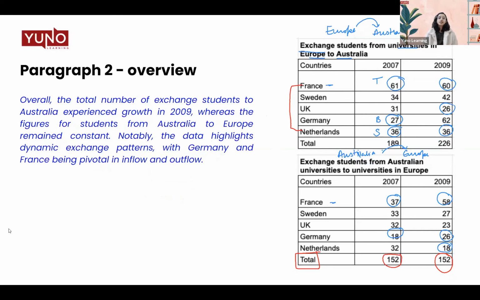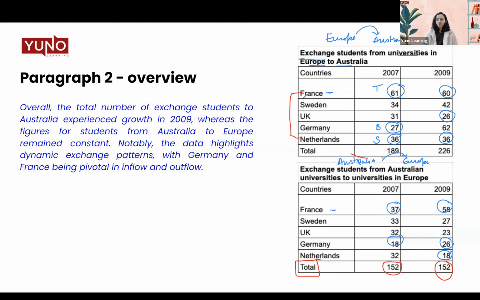Now, this is important. For the overall paragraph, it means that you're highlighting the main features. Whatever we did in these charts that we talked about, Europe and France and Netherlands and Germany, that is your highest or lowest values and the stagnant values. So this is what we're going to talk about in overall.